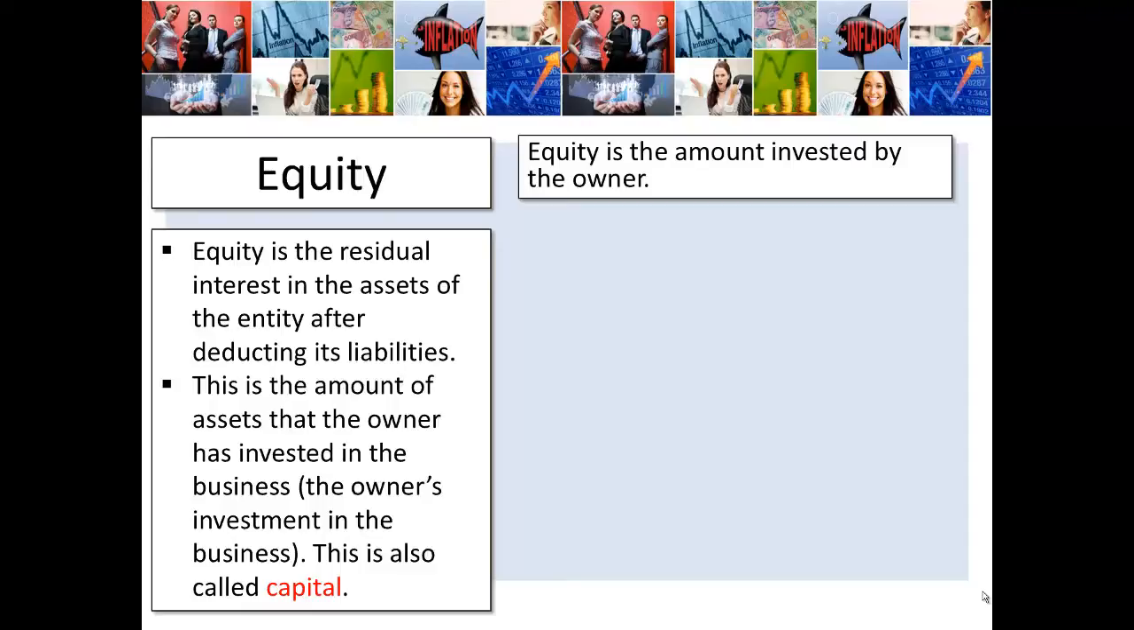So we say that in more formal terms, equity is a residual interest in the assets of the entity after subtracting away the liabilities of the business. So it's the amount of assets that the owner has invested in the business, the owner's investment in the business, and it's also called capital. Equity is the amount invested by the owner. Remember, it's not necessarily like a physical investment, because if assets are building up over time, then the owner could be withdrawing those assets, taking cash out of the business.